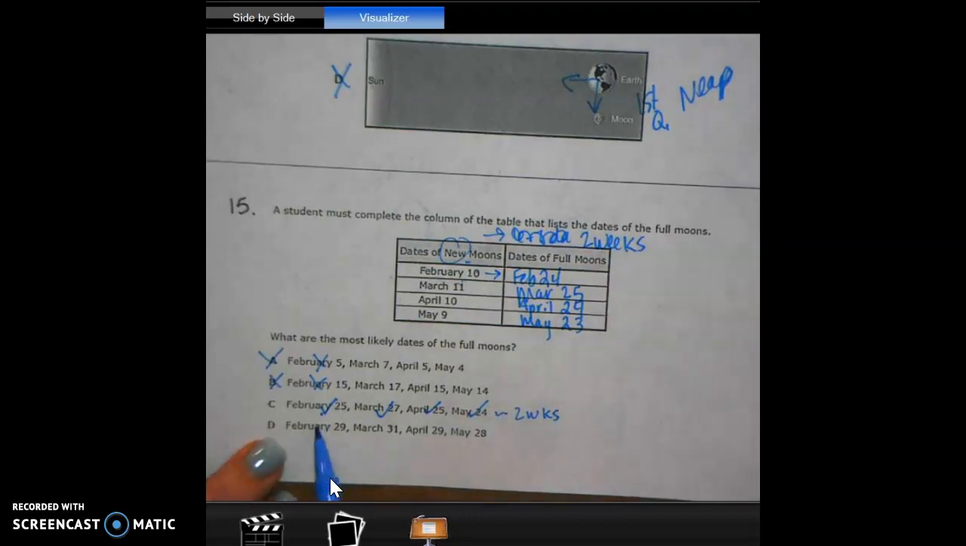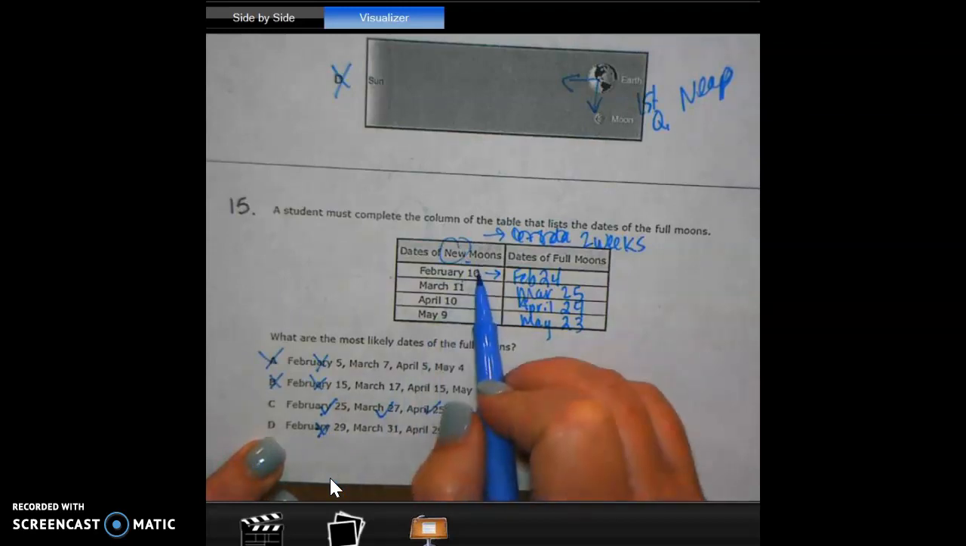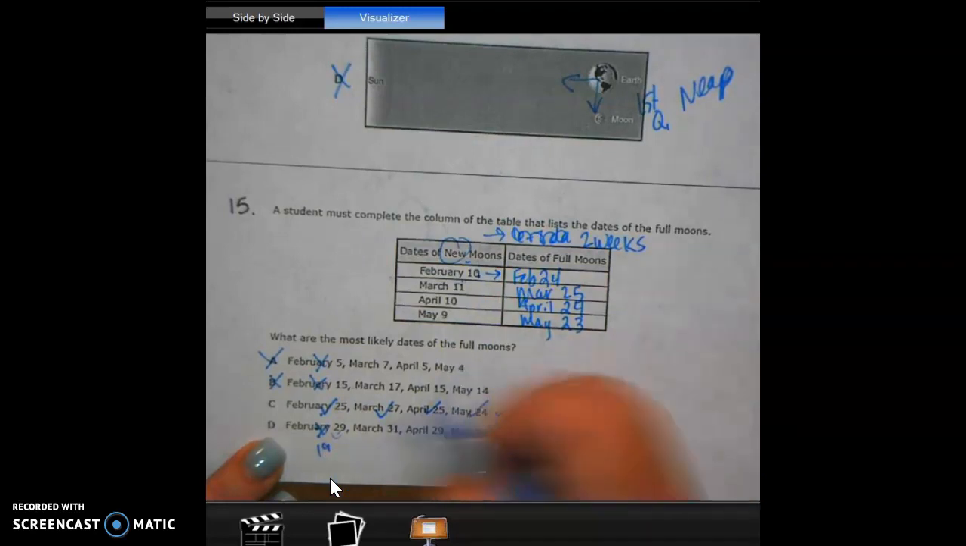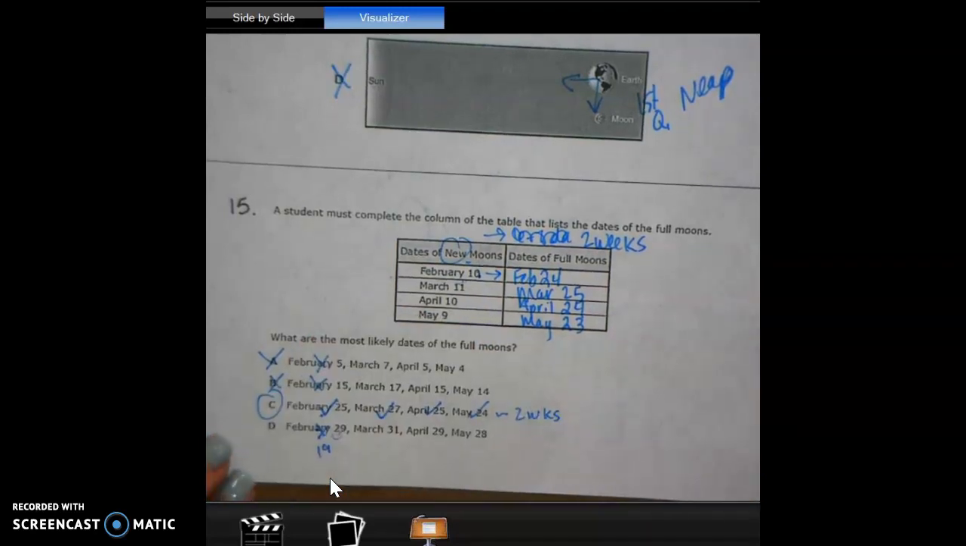This one has way too much time. From the 10th to the 29th is 19 days, which is about 2.5 weeks. So definitely too much time. So C is our best answer.